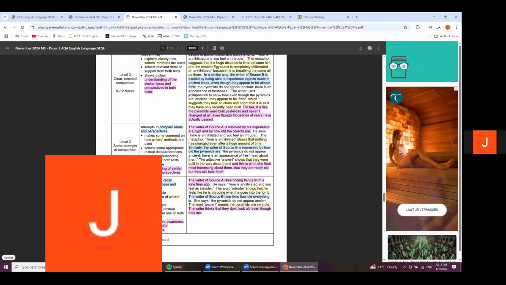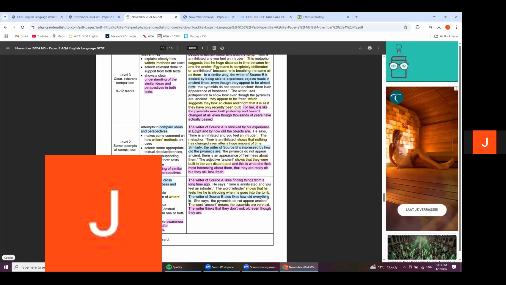So, as an example here of level one, the writer of source A likes finding things from a long time ago. He says, "time is annihilated and you feel an intruder." The word intruder shows that he feels like he is intruding when he goes into the tomb. The writer of Source B also likes how old everything is. And she says, "the pyramids do not appear ancient." The word ancient means the pyramids are very old. The writer thinks that they don't look old even though they are.